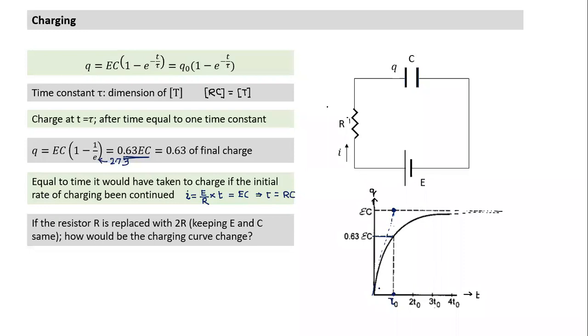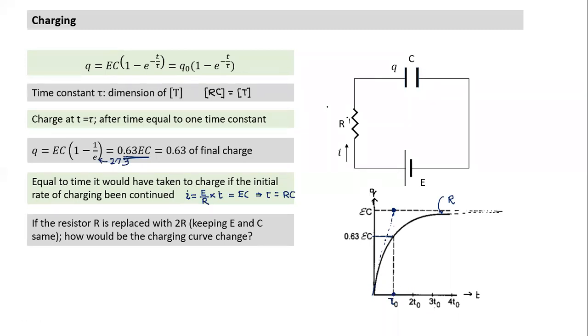Can you visualize how this curve will change? This curve I have drawn is for resistance R. Can you visualize the curve for 2R? How would the charging curve change? Can you all try and think in your mind? Can you draw it in your own notebook? How would this curve change?